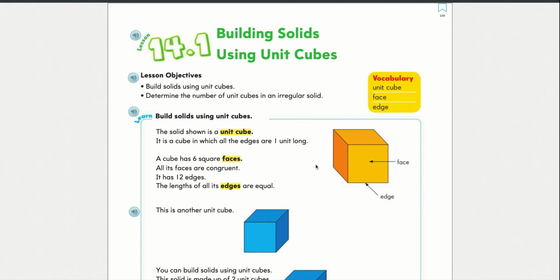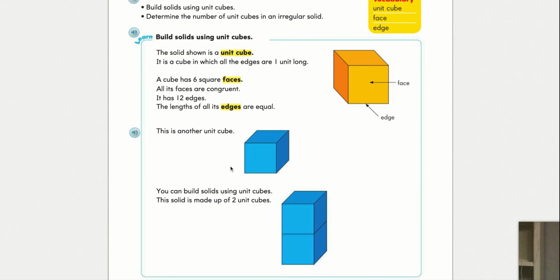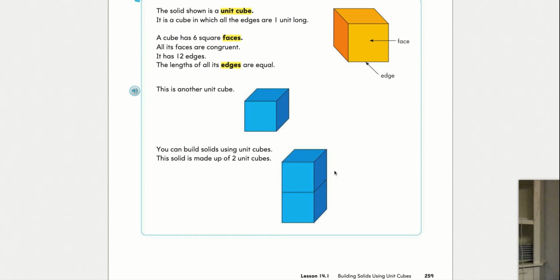So the solid shown is a unit cube. It is a cube in which all edges are 1 unit long. A cube has 6 square faces, and all of its faces are congruent. It has 10 edges, and the lengths of all of its edges are equal. This is another cube. You can build solids using unit cubes, and this solid is made up of 2 unit cubes. This one is made up of 1 unit cube.